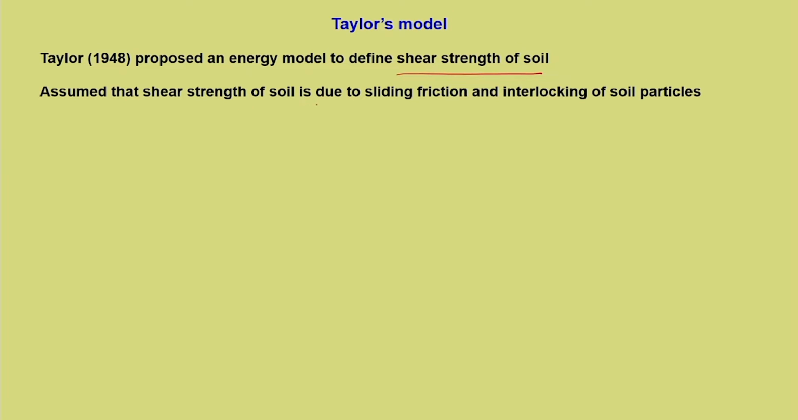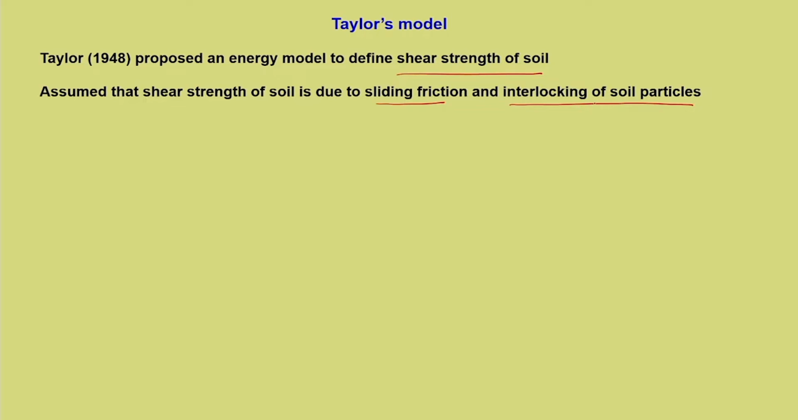It assumed that shear strength of soil is due to sliding friction and interlocking of soil particles. In Coulomb's model also it is due to sliding friction, but the sliding happens along a failure plane. Whereas in Taylor's model, there is no assumption of a failure plane, but the shear strength has two contributions. One is due to the sliding friction of the soil particles in movement and the other is due to interlocking of soil particles. When I say particles in movement, it is on a micro scale. It is not actually moving, there is a sort of relative movement because of which the friction gets mobilized.